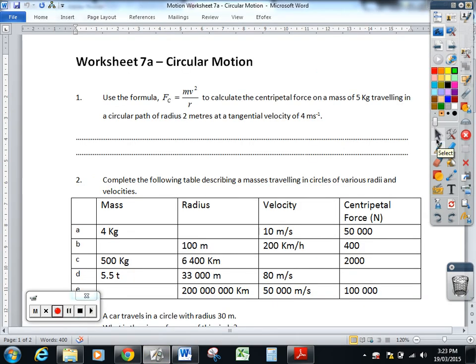Fc equals mv squared on r to calculate the centripetal force of a mass of 5 kilograms travelling in a circular path of radius 2 with a tangential velocity of 4. So this question just gives you all the values. We know that m is 5 kilograms, v is equal to 4, and r is equal to 2. Don't forget that v is squared in the formula. Take a few moments, pause the video and complete that question.